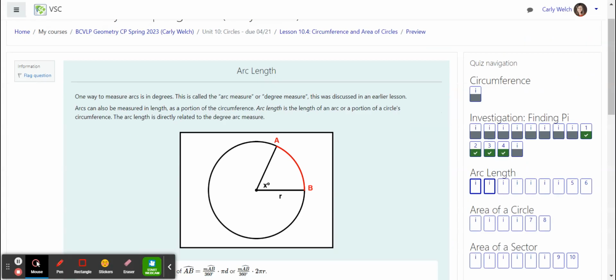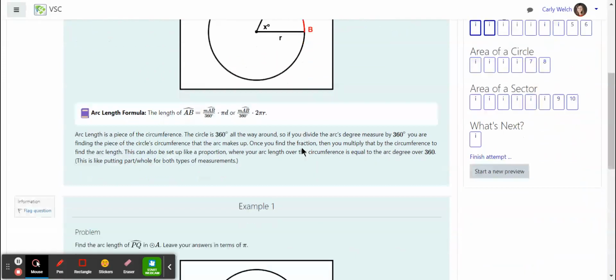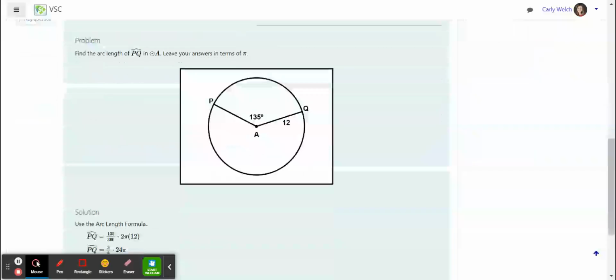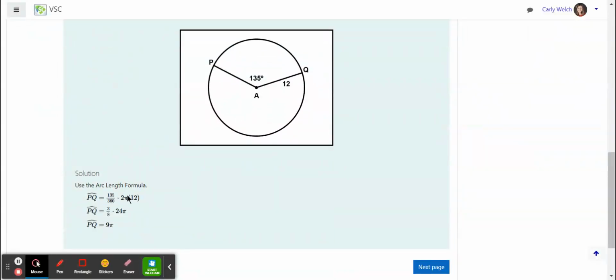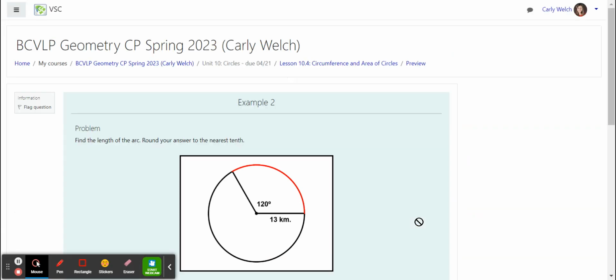And then we get into the arc length formula. So you have the measure of the arc divided by 360 times the circumference. So the measure of the arc, and again, central angle is the same as the measure of the arc, divided by 360 times the circumference of the circle. So you're going to need a radius or diameter. So you would take 135 divided by 360 and then multiply by 2 times pi times r, 2 times pi times 12, and you would get your answer.